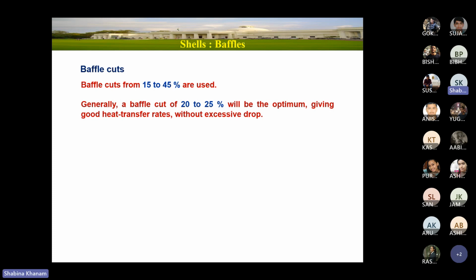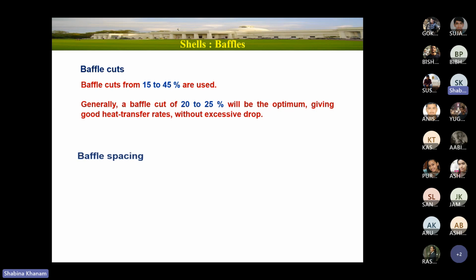No. Okay, these are the standards like 15, 20, 25, 35, 45, like that. You cannot choose any random value between these. Okay, why am I telling this? It will be clear in the design part. I'll let you know that. But don't take any random value between 15 to 45.